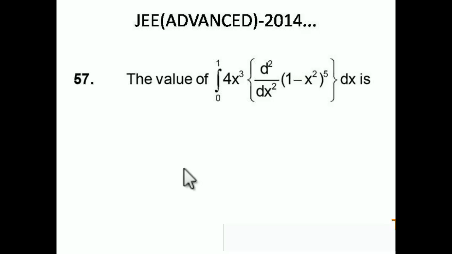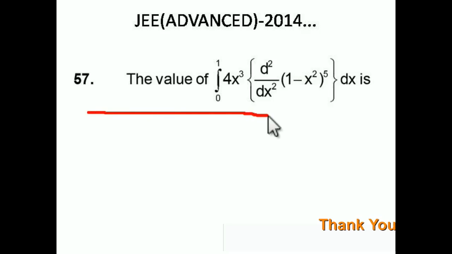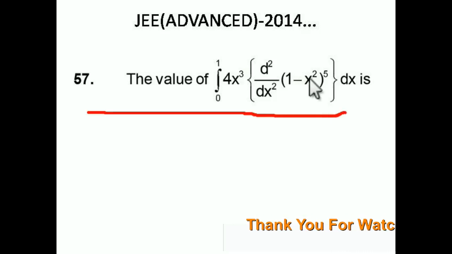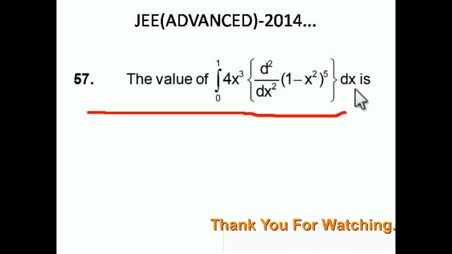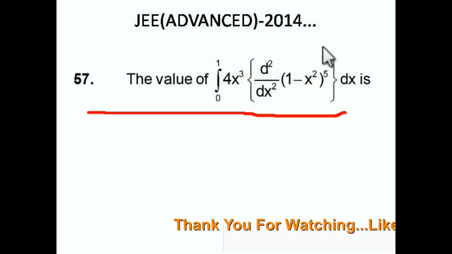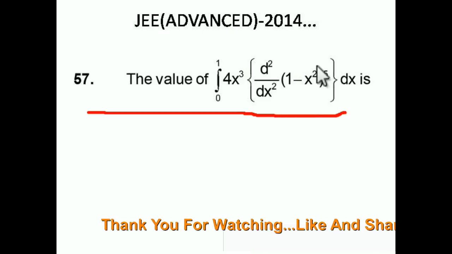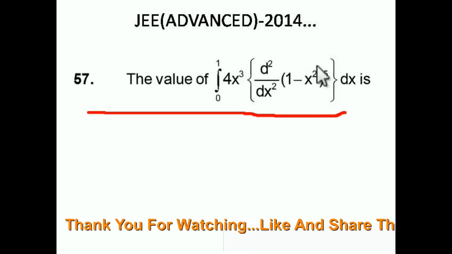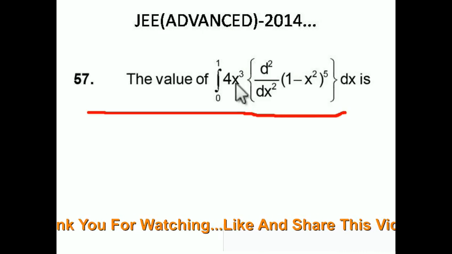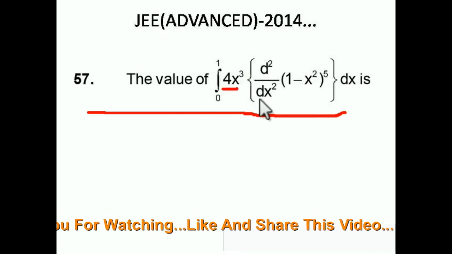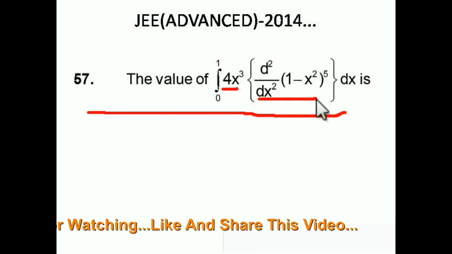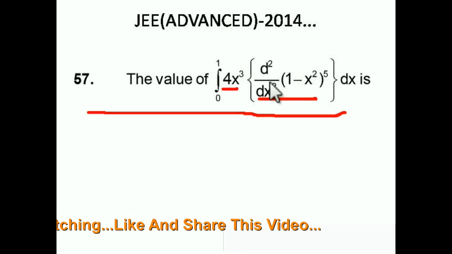So what we have is the value of the integration from 0 to 1 of 4x cube d2 by dx square of (1 minus x square) raised to 5 dx. So we have to find the integration of this function. Now you can have two methods here. First of all, you can take this as one function and this as another function, a multiplication of two functions, so you can apply the UV rule here.